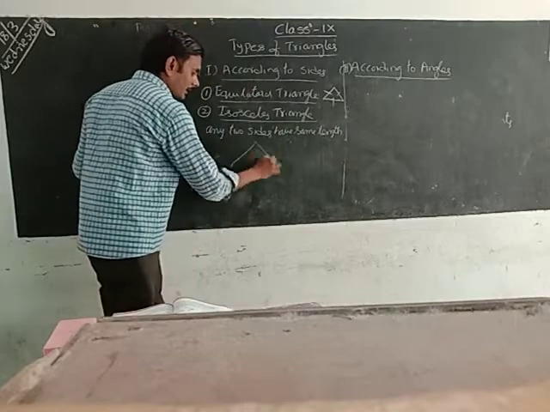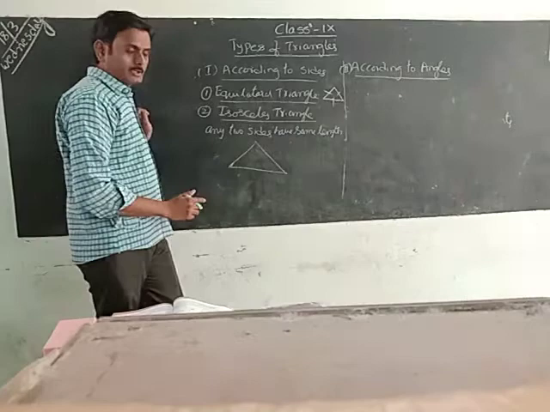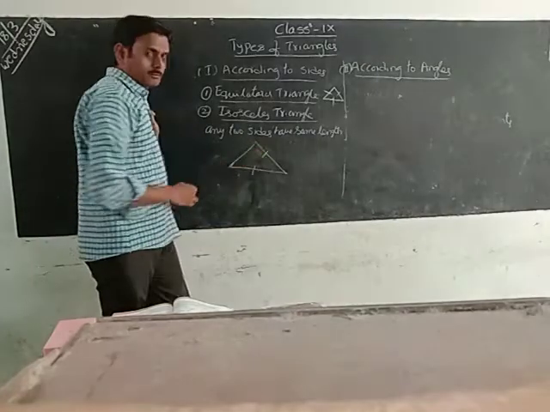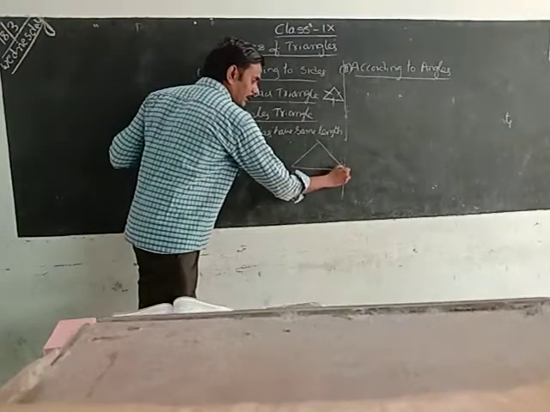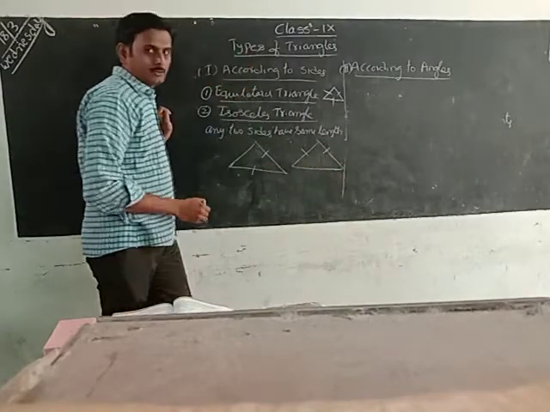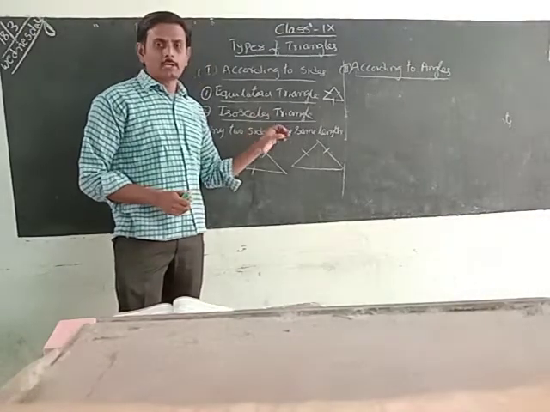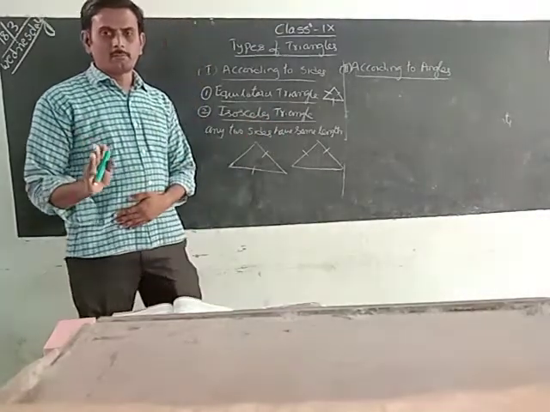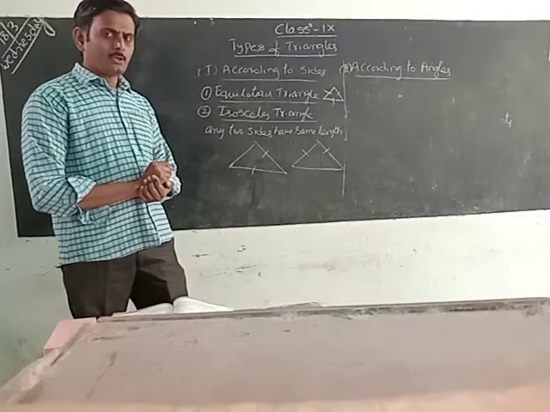That means we can take a rough diagram here. Symbolically I want to represent it: I take these two as equal. Otherwise we can draw one more triangle here, and I take these two as equal. Whether the three sides are equal or not is not important to you, but compulsorily two sides should be equal.